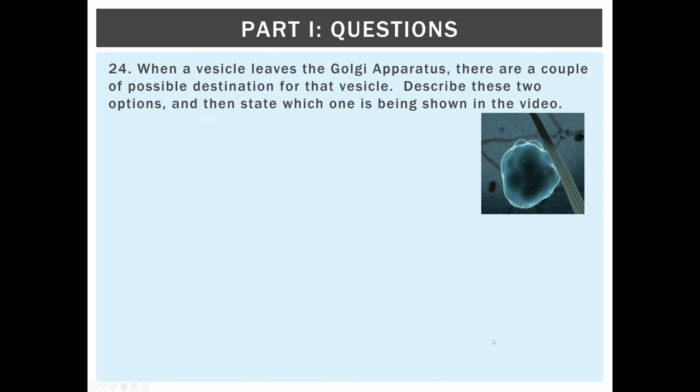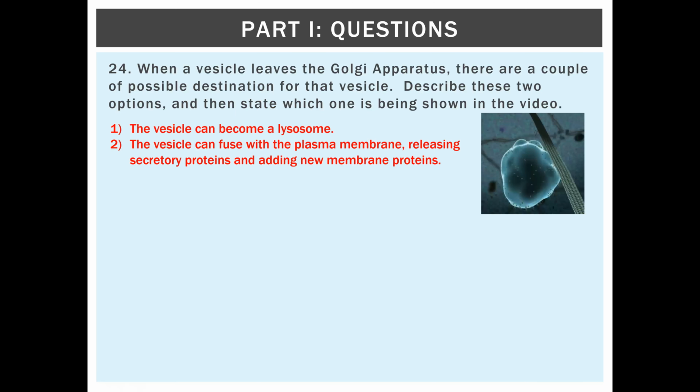Number 24, when a vesicle leaves the Golgi apparatus, there are a couple of possible destinations for that vesicle. Describe these two options and then state which one is being shown in the video. So the vesicle can become a lysosome. If it contains digestive enzymes, it stays in the cell and acts as part of the cell's stomach or digestive organelle. Or the vesicle can fuse with the plasma membrane, releasing secretory proteins and adding new membrane proteins.